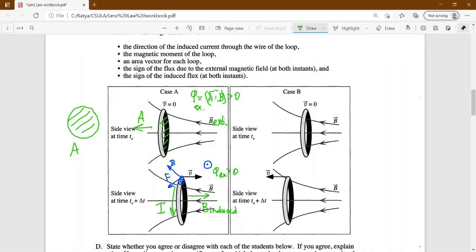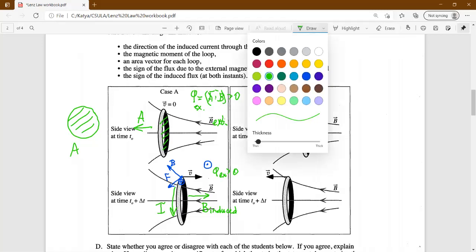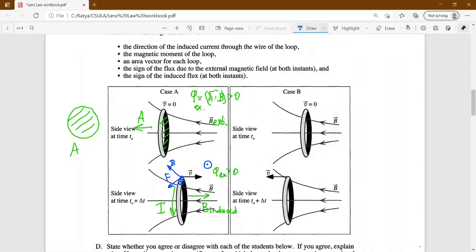Induced flux is due to this induced field, right? Let me change the color. The induced flux is going to be in the opposite direction, because the area vector is in this direction and the B is in this direction. So induced flux is negative, because this induced B is opposite to the area vector. The external B, induced B, flux induced is negative.